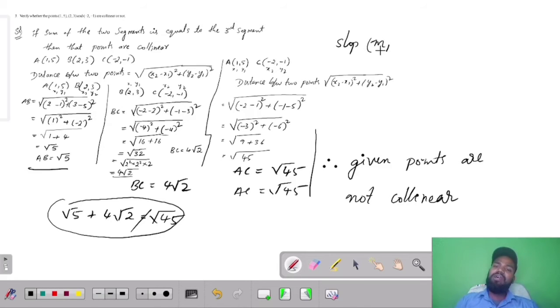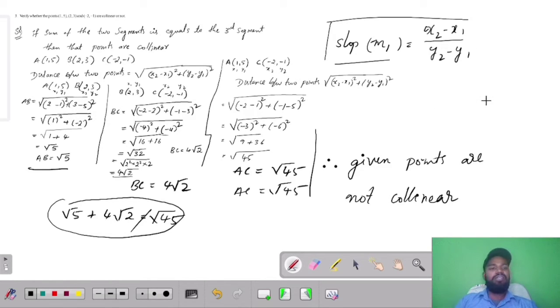What is the slope formula? The slope formula is x2 minus x1 by y2 minus y1. So you can compare the slopes and check it. It is a second method. If in this manner also we get that both are not equal, then we can say the points are not collinear. So this is your third solution.